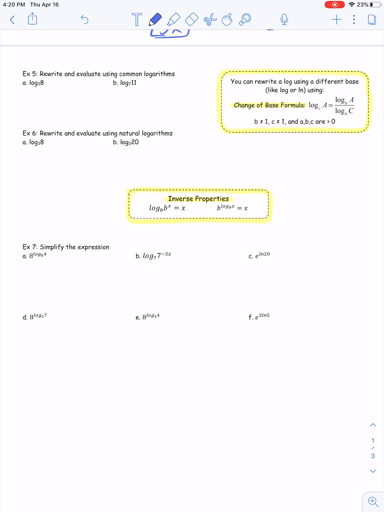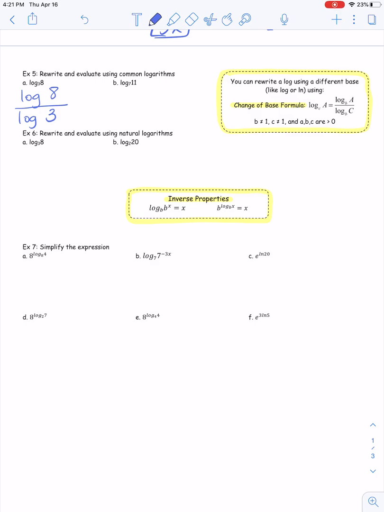So what does that look like? In example 5, part A, if I have log base 3 of 8, then that means I'm going to change my base so that they have the common base of 10. Then I'm going to take the log of my argument and divide it by the log of the original base. And that's it. Okay, that is it, guys. And you can leave it like that fraction, depending on what the directions say.